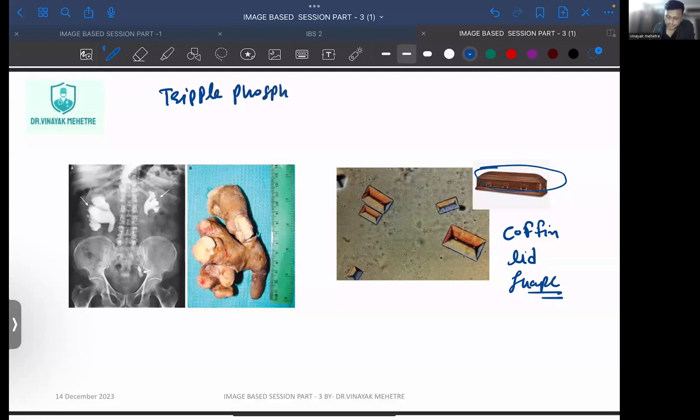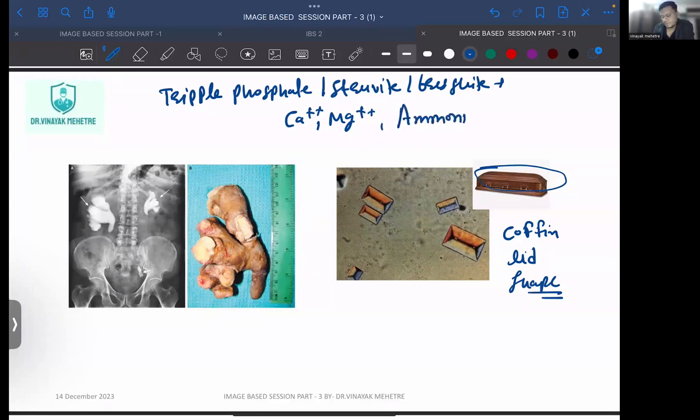So how many ions should be there? इसी का नाम है स्ट्रुवाइट और ब्रूशाइट. Yes, so how many ions should be there? 3. कौन से होते हैं? कैल्शियम, मैग्नीशियम एंड वन मोर. कौन सा होता है? That is अमोनियम फॉस्फेट. 3 है ना? सो बना किससे होगा? 3 से, राइट?